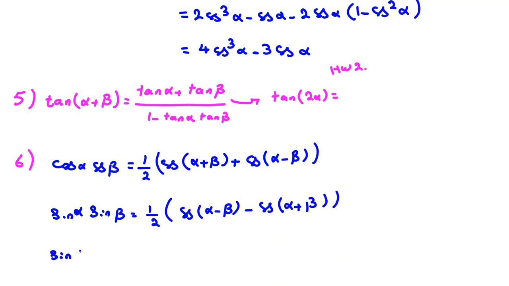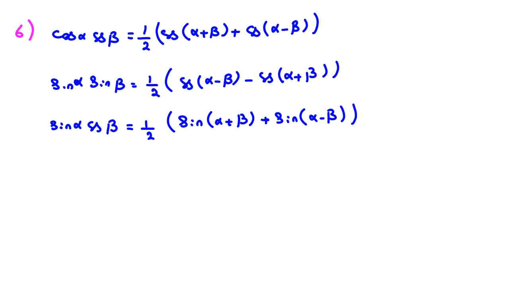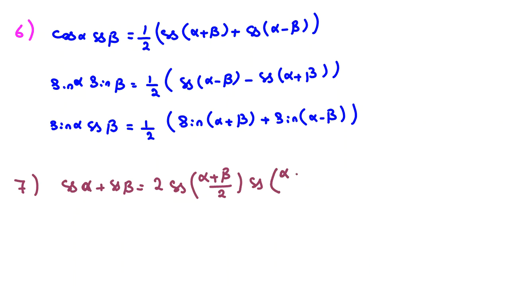And sine alpha cosine beta equals 1/2 times sine of alpha plus beta plus sine of alpha minus beta. Okay. Changing product to sum. Now let's change sum to product. For example, we have cosine alpha plus cosine beta equals 2 cosine of alpha plus beta over 2 times cosine of alpha minus beta over 2.